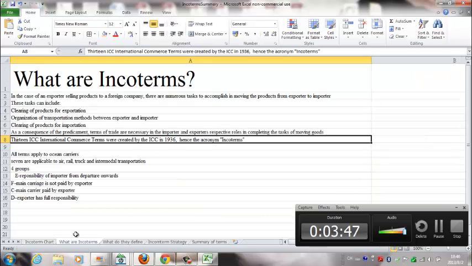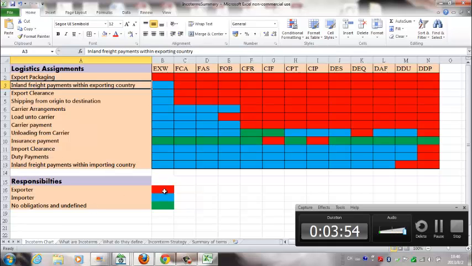And if we look here at the C terms, the main carriage is paid by the exporter. So if we look at this, under the C terms, the exporter has a little bit more responsibilities in a sense, but does not have a responsibility in issues such as import clearing within the importing country, as well as duty payments, customs duty payments, and inland freight payments within the importing country.